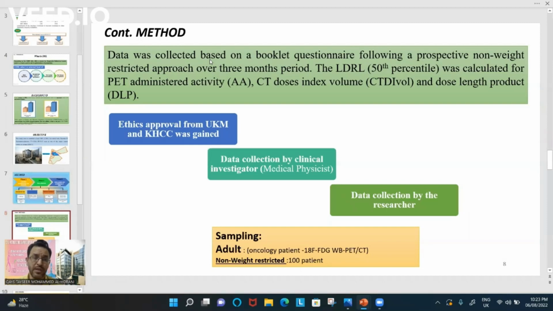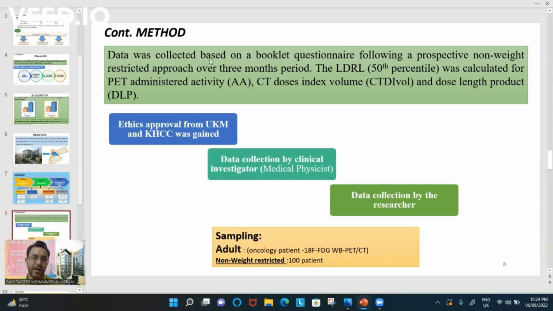The approach that we followed in this study is a prospective non-weight restricted approach over a 3 month period. The local DRL was based on the 50th percentile according to the recommendation of the ICRP in their report 135, 2017, to calculate the administered activity given to the patients separately from the CT dose volume, or CTDI volume, and the dose length product from the CT part.